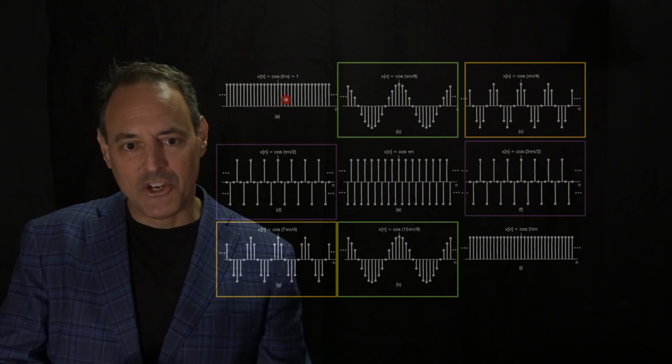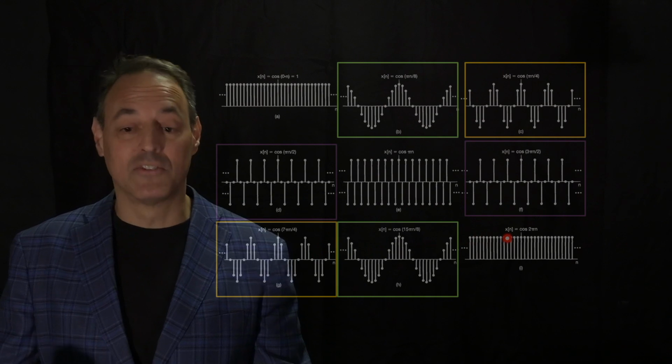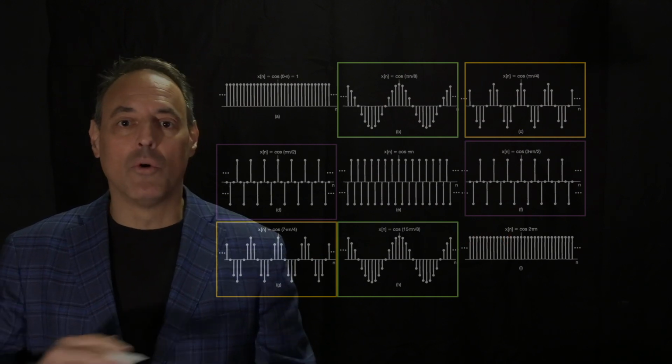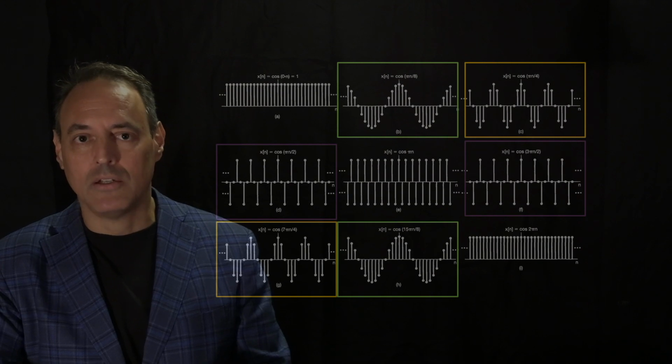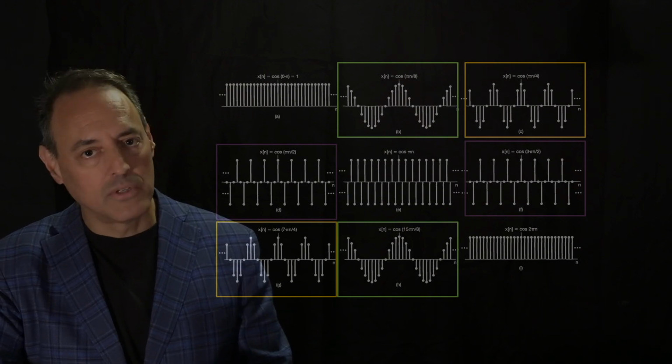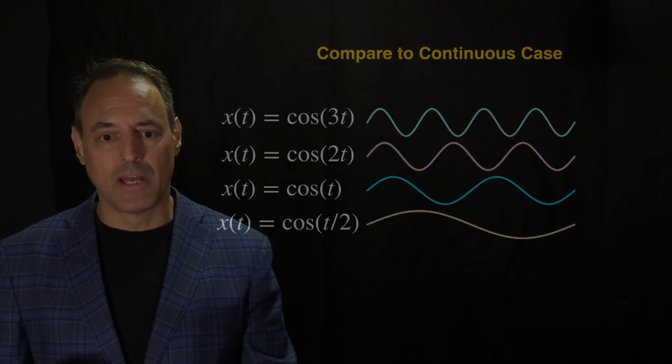So here you ramp it up, you get to here, and now you start repeating the signals you had before. So this is an important difference between continuous and discrete. It's really important that you understand this difference because it will come up quite a bit as we process signals.